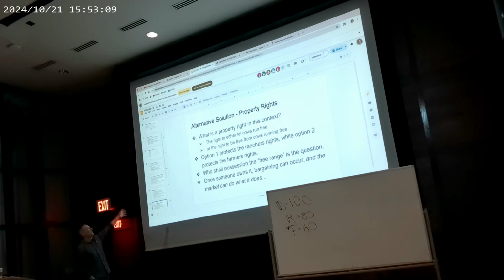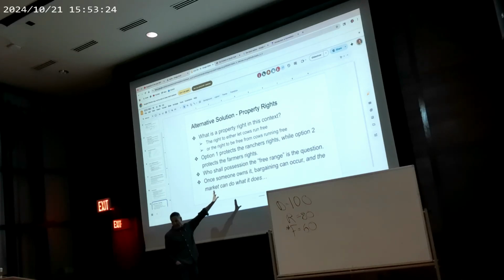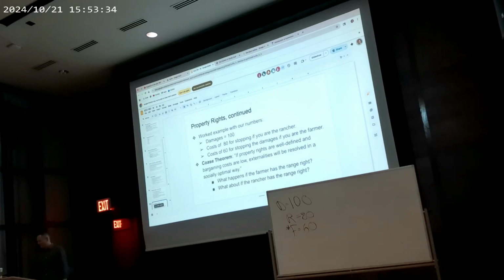Rights over this. I mean, property, we probably don't need that word here. We could just say rights. Who possesses the free range? Now, that's what we have to do, Coase says. Part one. Part two. Once someone owns the free range, we'll say, well, we should also allow them to bargain and sell this right, right? They should be able to bargain over the free range rights and to sell it, right?